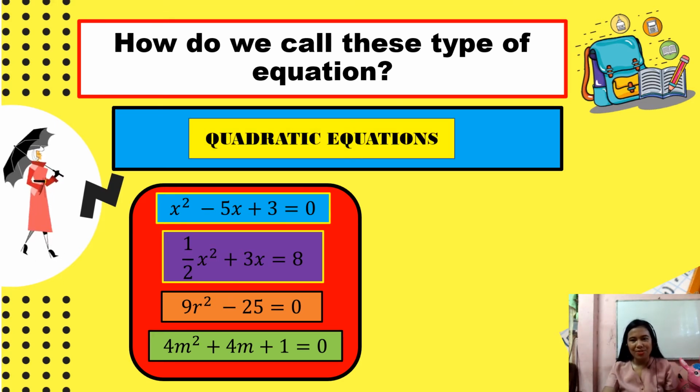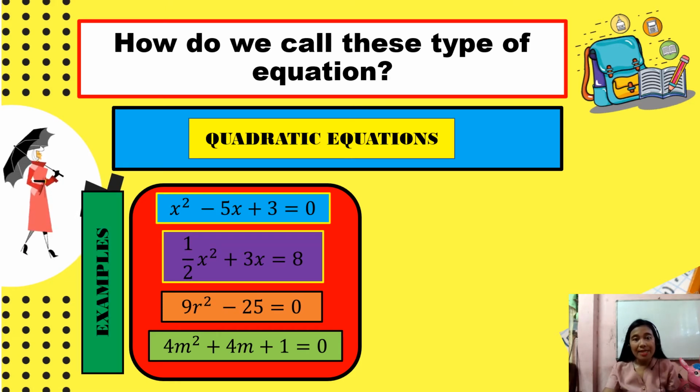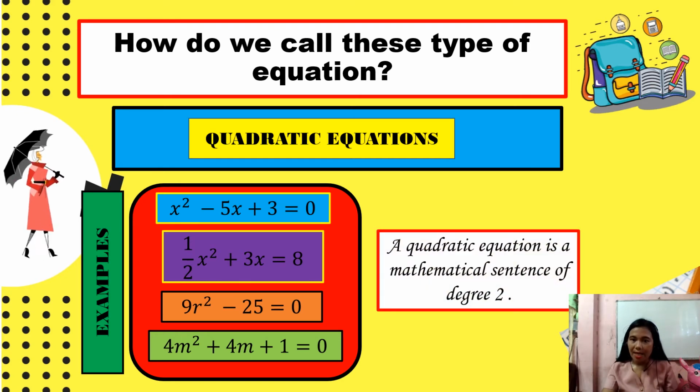These are quadratic equations. So, we started with examples of quadratic equations. Now, based on our observations, based on Activities 1 and 2 and what we observed earlier, how do we define quadratic equations? Let's focus on the exponent. The highest exponent should be 2. We define a quadratic equation as a mathematical sentence of degree 2. Therefore, the highest exponent we will see in a quadratic equation is 2.